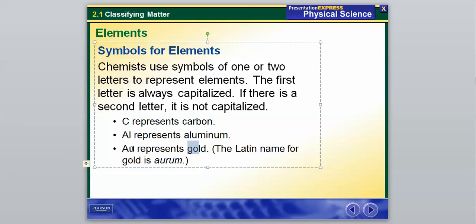So if you see letters that don't necessarily make sense for why they would stand for that element, it's most likely because it is based off the Latin name. If you look at the periodic table in the back of my room, there obviously aren't just 26 different elements that all start with different letters. So that's why we have the Latin names thrown in there.